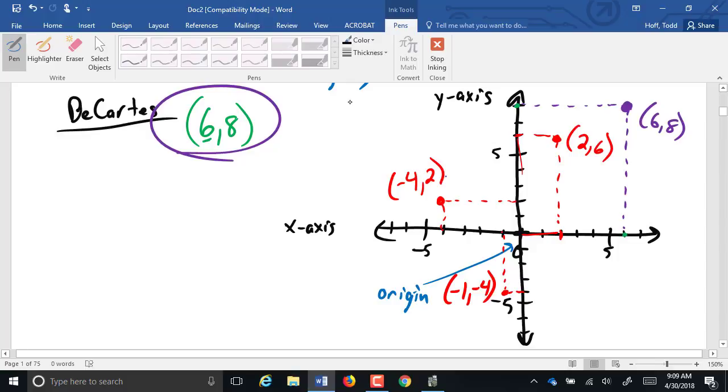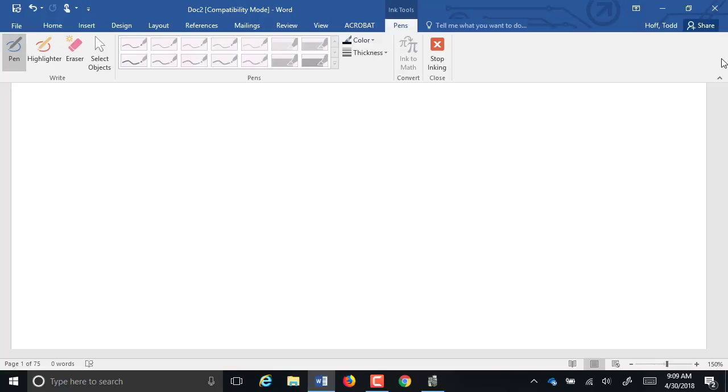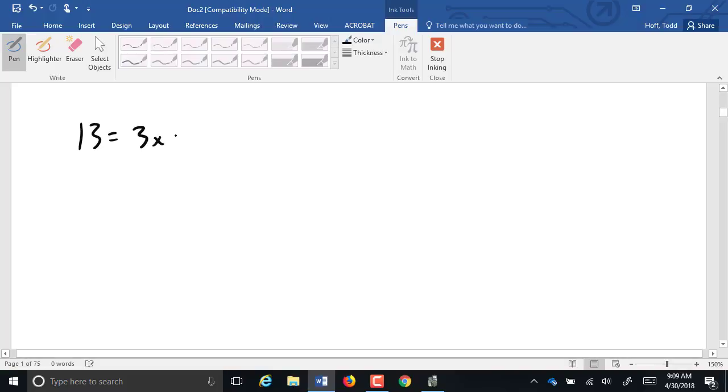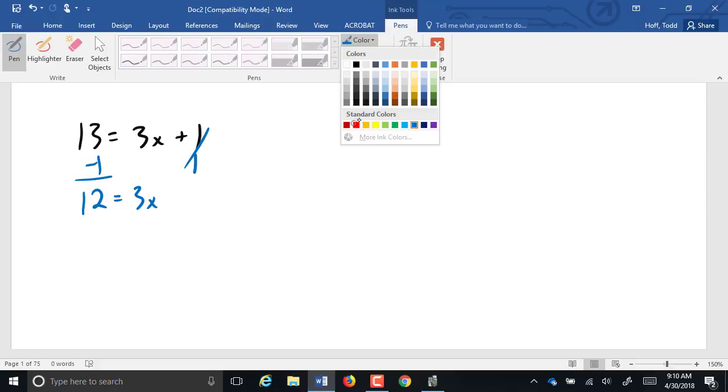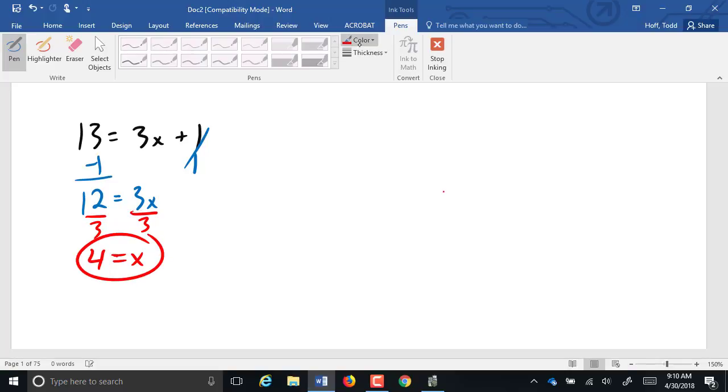Well, why do we care about plotting those points? Well, because we might have equations like these. 13 = 3x + 1. How did we solve that? Subtract the 1. Very good. 12 = 3x. Divide by 3. So 4 = x, or x = 4.